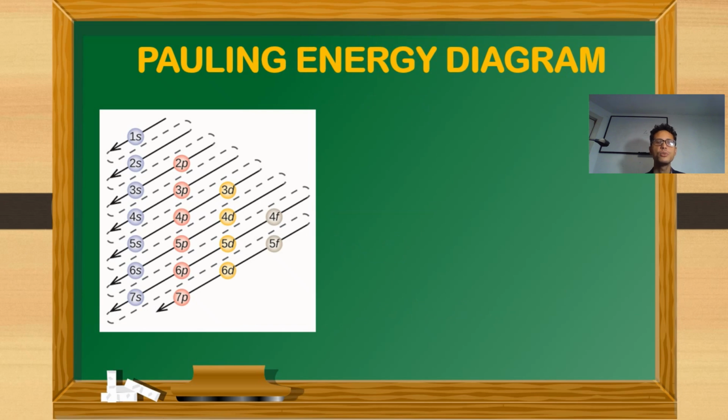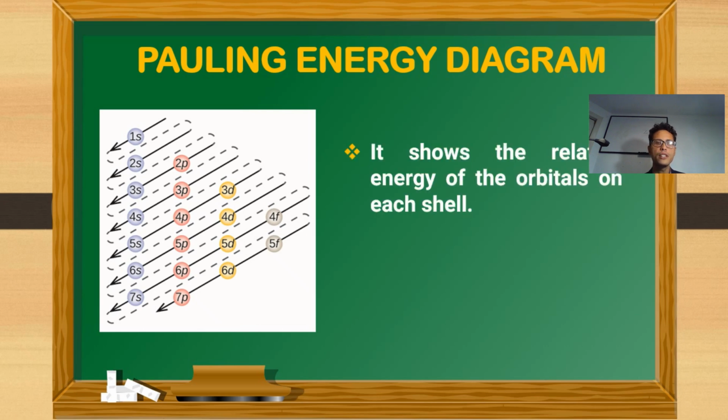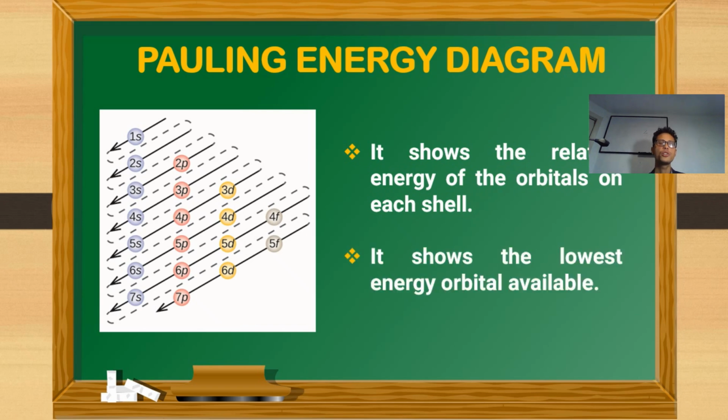Next, our next tool needed to perform electronic distribution is the Pauling energy diagram, as you can see over here. So why is that diagram very necessary? Because it shows the relative energy of each group of orbitals on each shell, and the relative energy of each shell as well. So it shows the lowest group of orbitals available at that moment. Basically it tells us, okay, place your next electron on this group of orbitals. That's the purpose and usefulness of the Pauling energy diagram.